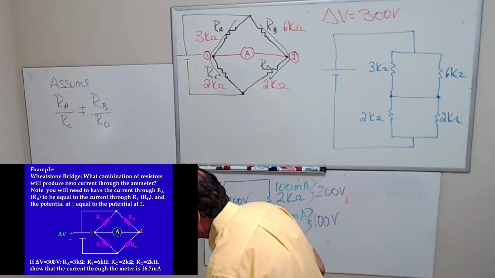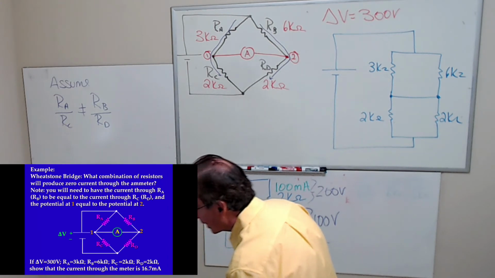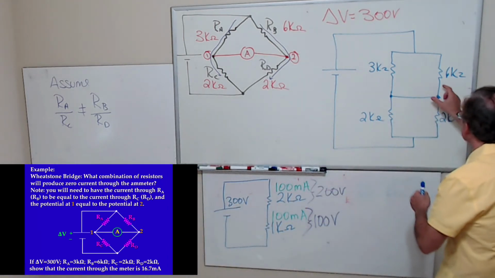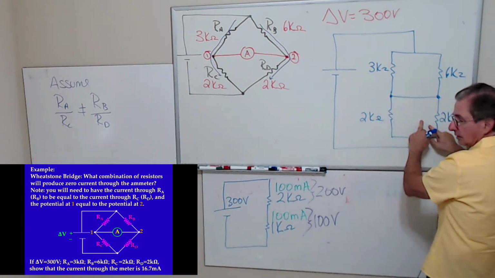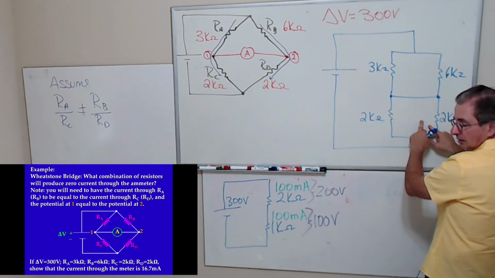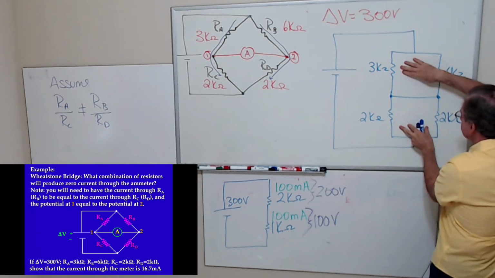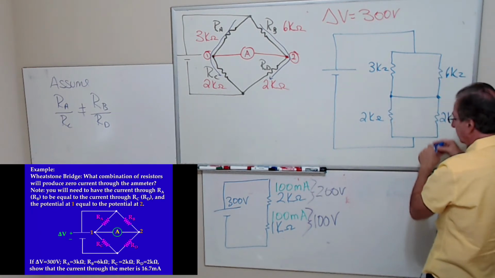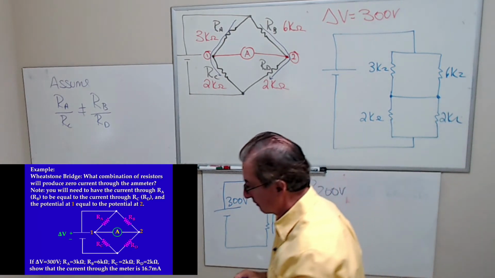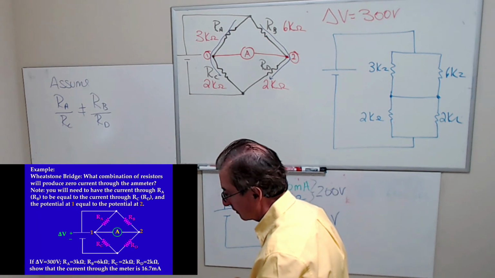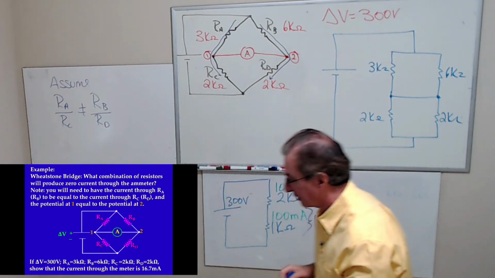I'm sorry, I went a little bit faster. Isn't it true these two are in parallel, and these two are in parallel, and then these two combinations are connected together? They're at the same point, right? I went too fast for getting the values?